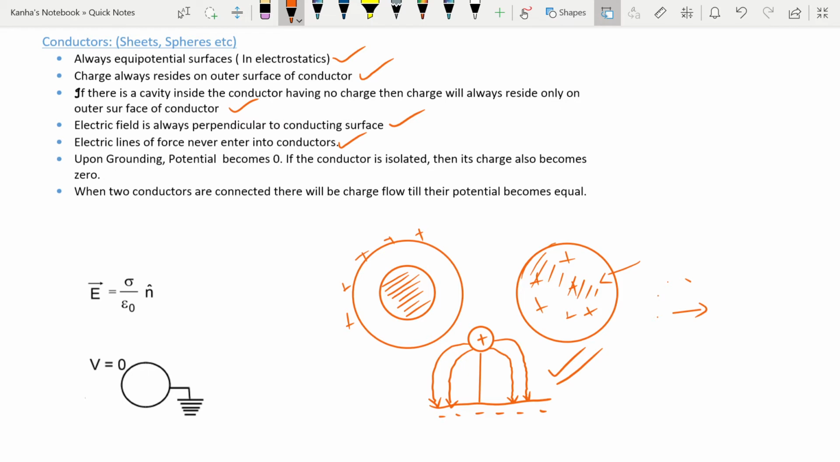The next point is very essential. It is often asked in the exams in one or two problems.